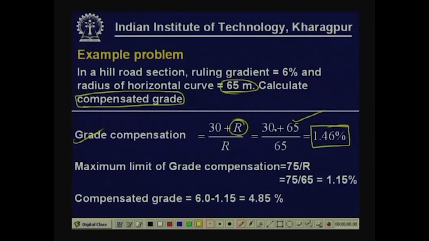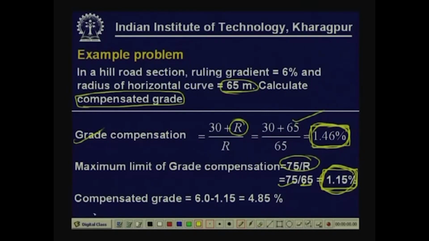But we also need to check the maximum limit. The maximum limit of grade compensation is 75 / R. So, 75 / 65 is 1.15 percent. Now, the grade compensation we have calculated, 1.46, is higher than 1.15, which is the upper limit, that is 75 / R. Therefore, we provide grade compensation only up to 1.15%, not up to 1.46.